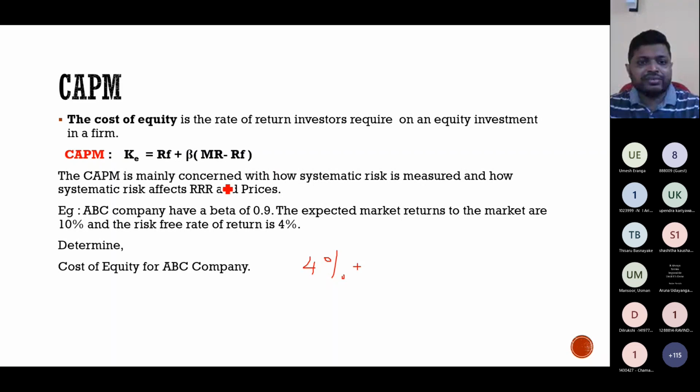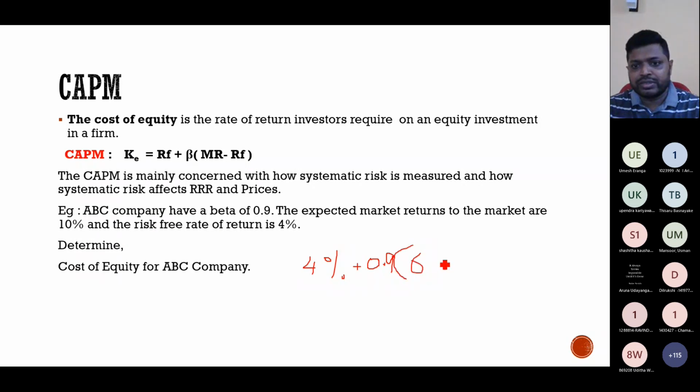Then the beta factor is 0.9. That means less than the market. Normally market risk is always 1. Below 1 means you are a risk averse investor. Right. Then the risk premium is the market rate minus the risk-free return. The market rate is 10%, and the risk-free rate is 4%. Then the risk premium will be 6%.